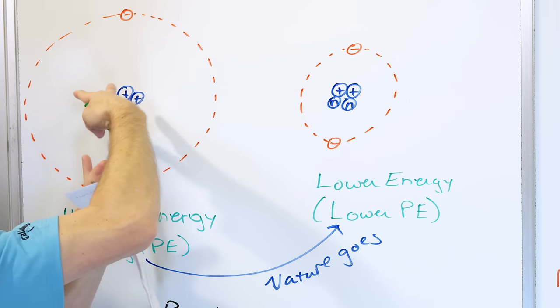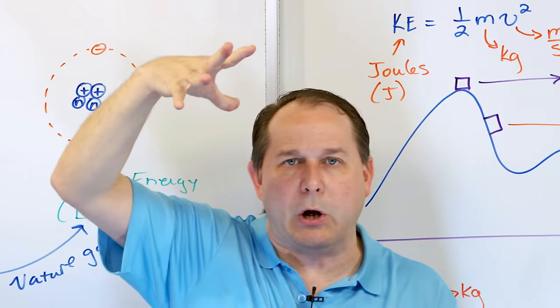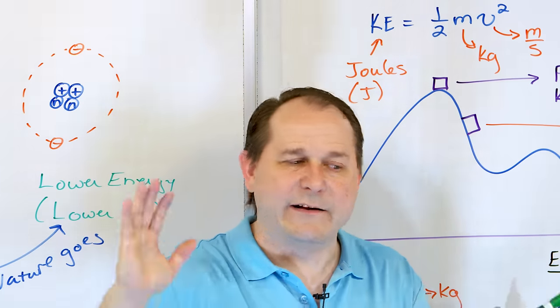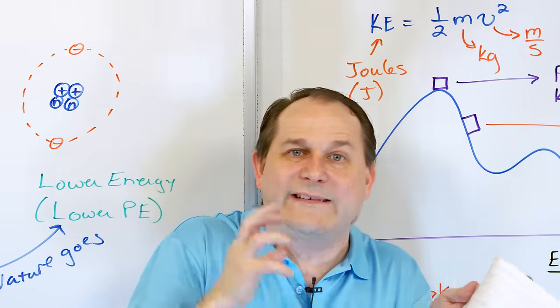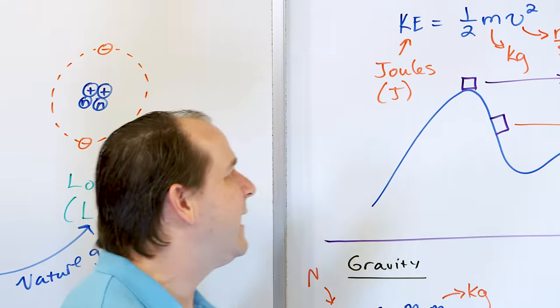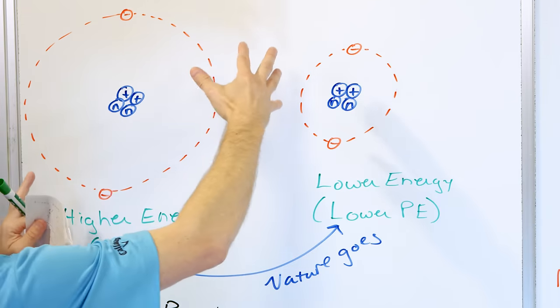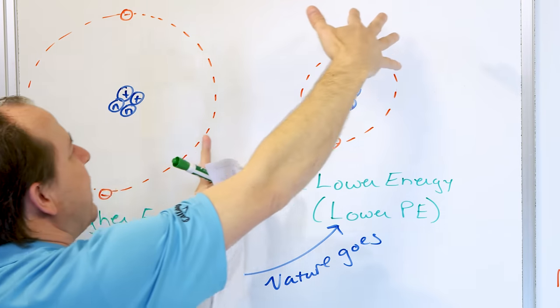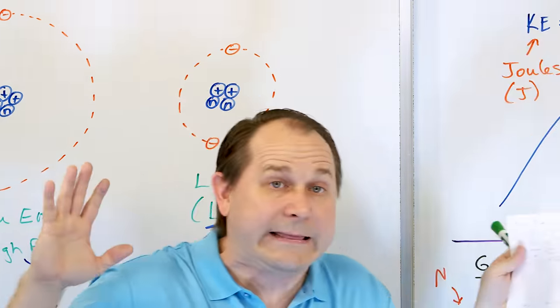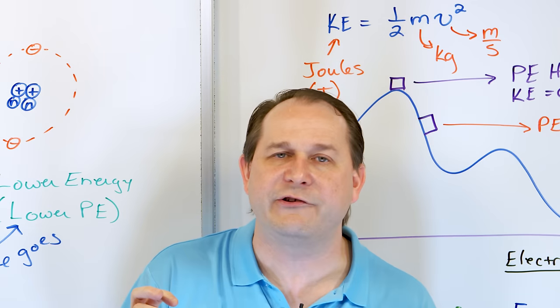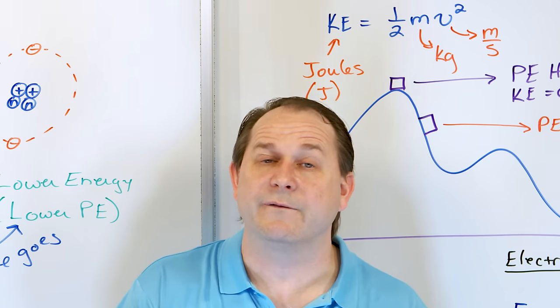Well, they kind of crash in, right? Think about if you drop a bowling ball and it accelerates down and smashes into the ground. It creates heat and vibrations when it hits the ground, right? Well, if you allow these things to rearrange and the electrons crash into a lower energy configuration, you can think of them as crashing in and causing vibrations, and that manifests itself as heat.